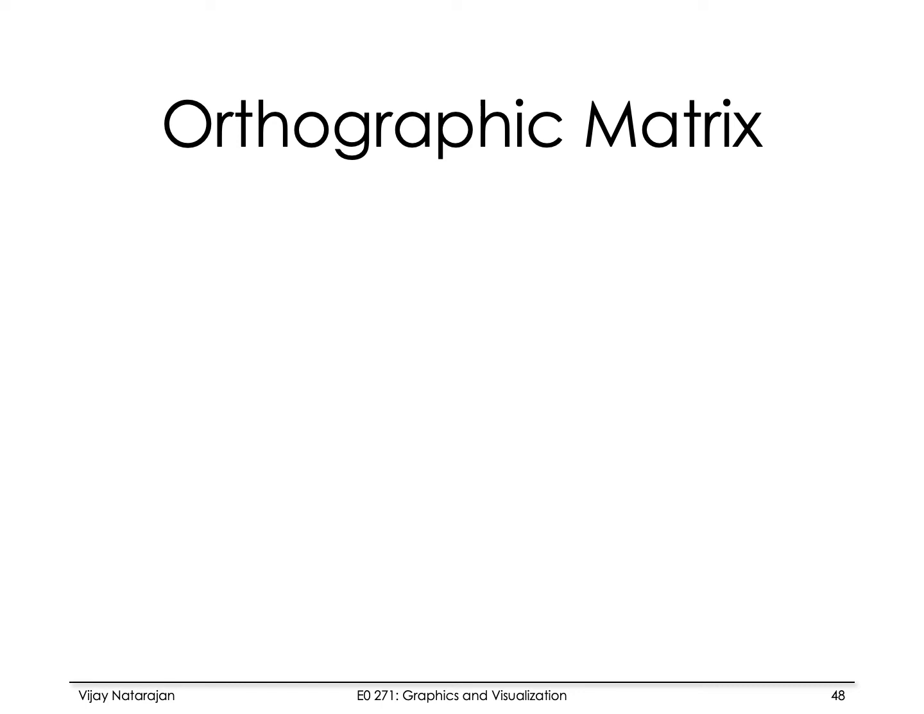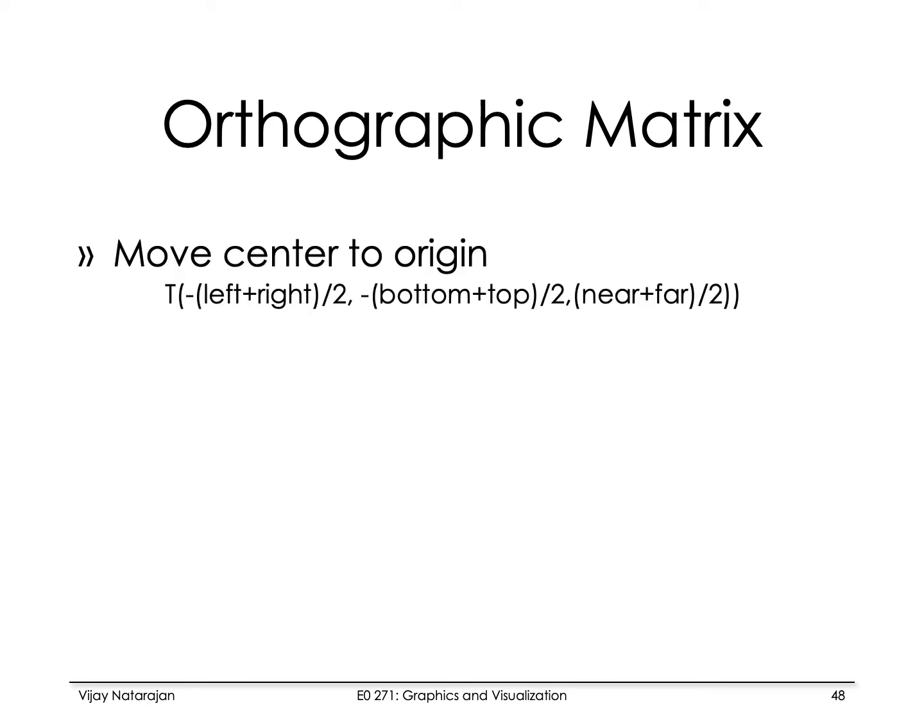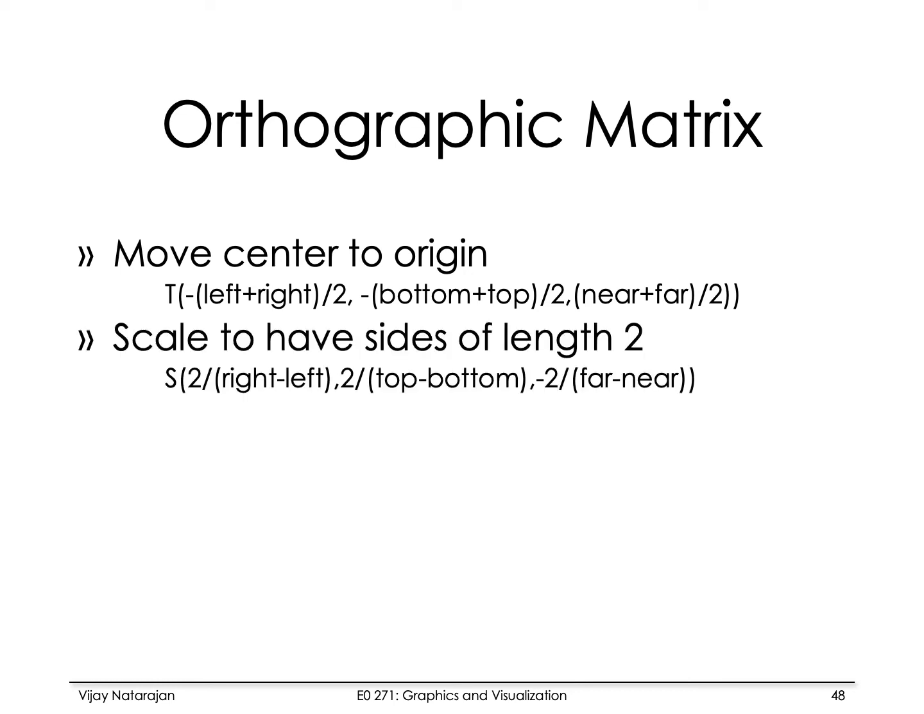So we could think about forming the matrix via a sequence of transformations. First, you may want to move your view volume to origin. So the center of the view volume is given by left plus right over 2, bottom plus top over 2, and near plus far over 2. And you want to move that to origin. So hence the arguments to the translation matrix T. Note again that near and far are distances to the near and far plane, so the actual coordinates are minus near and minus far. After moving the center of the view volume to origin, you want to scale its sides. Again, this is an easy operation, and the scale factors are written here.